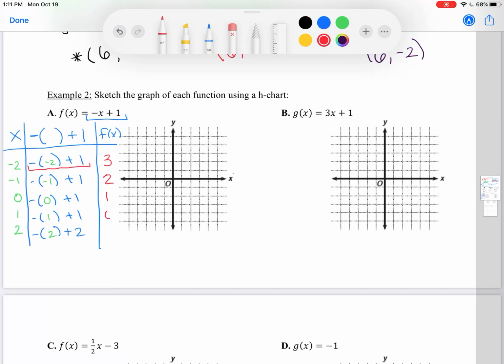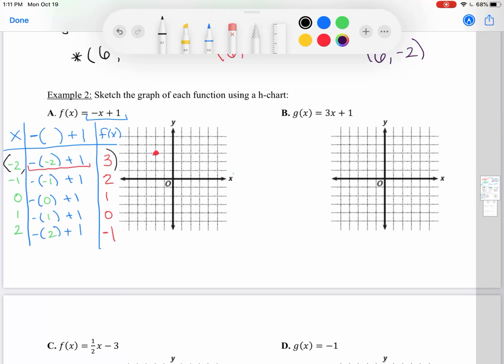I continue. Negative times -1 plus 1 gives me 2. A negative times 0 plus 1 gives me 1. And a -1 plus 1 gives me 0. And last but not least, a negative times 2 is going to give me, oh, I typed that in wrong apparently. Yes, I did. That should be a 1. There we go. Okay, so now a -2 plus 1 should give me a -1. So if you look at your f of x's, you're actually decreasing all of your values by 1, which is good, all right? But now we can take these values and we can make them coordinates.